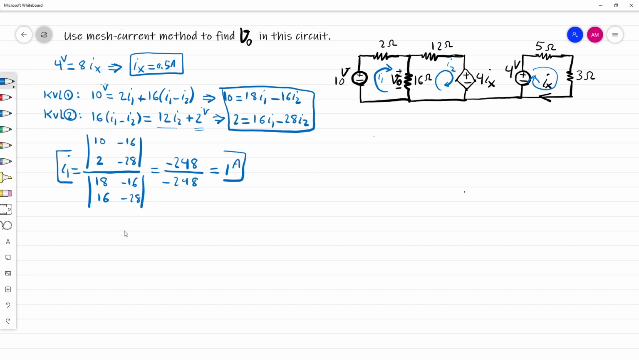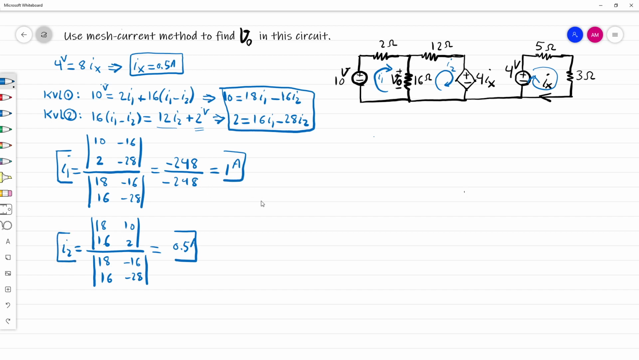We don't need to write down Cramer's rule for I2, but if you're interested to see how it looks, I2 is equal to, this time, 18 and 16, then 10 and 2, and the denominator is the same as above: 18, 16, minus 16, minus 28. And this will give you 0.5 amp, which is also easy to find by just applying this 1 amp.